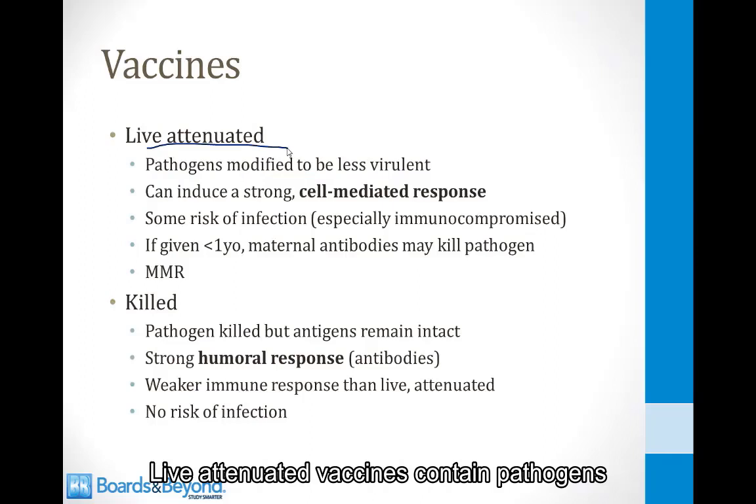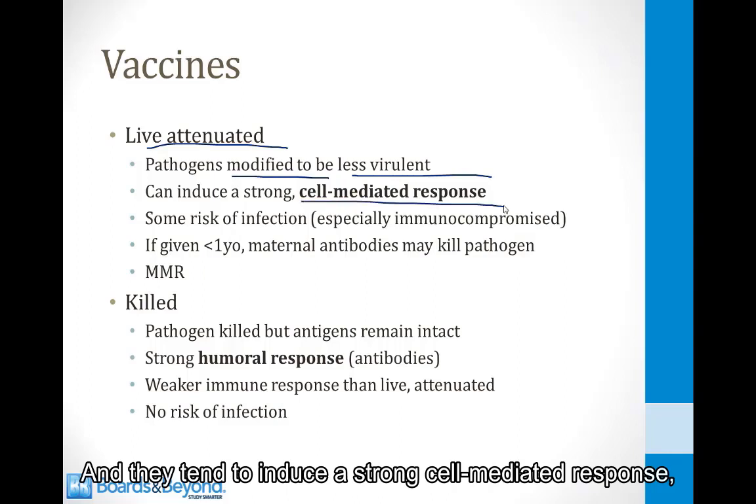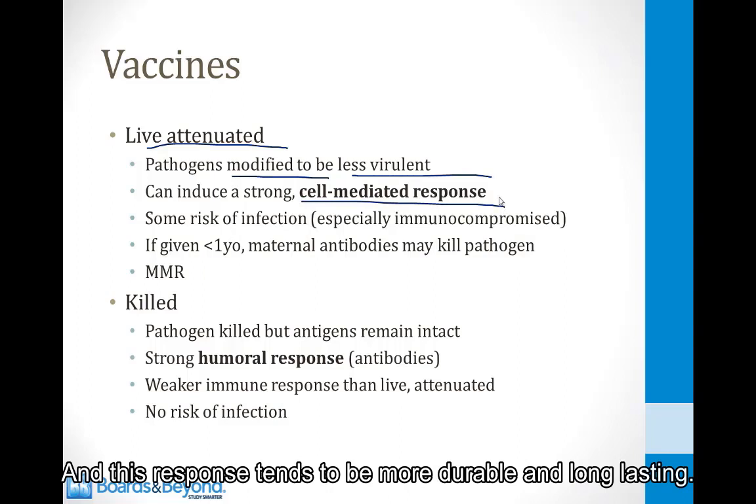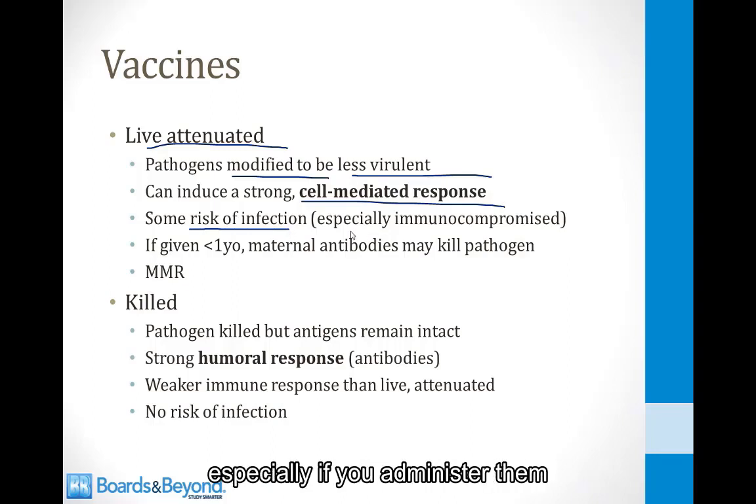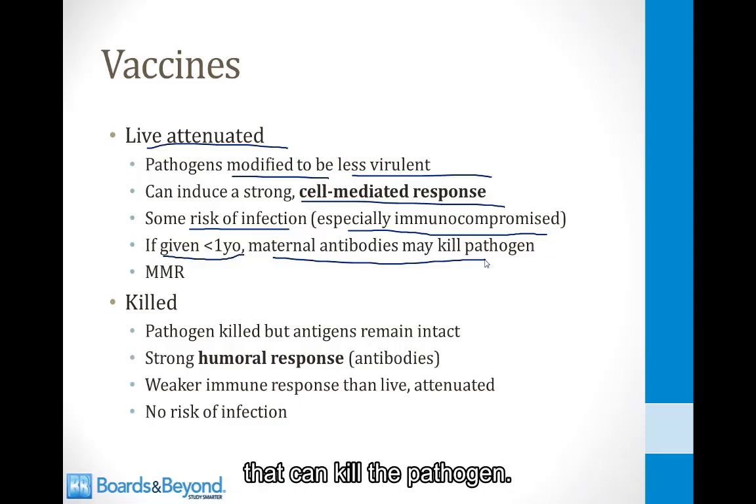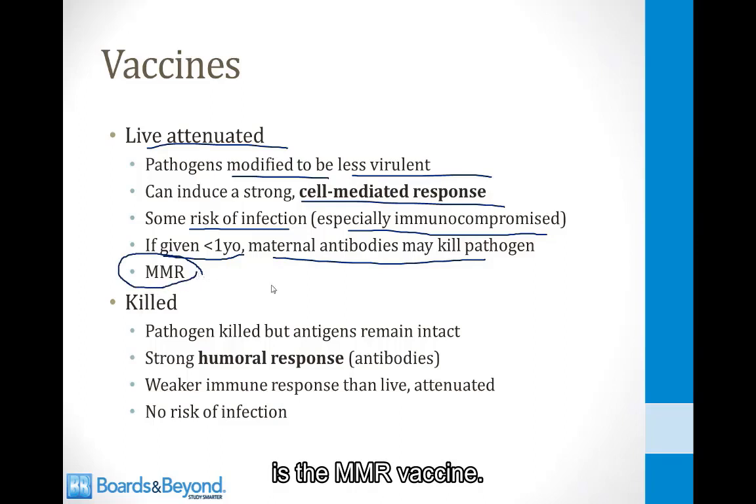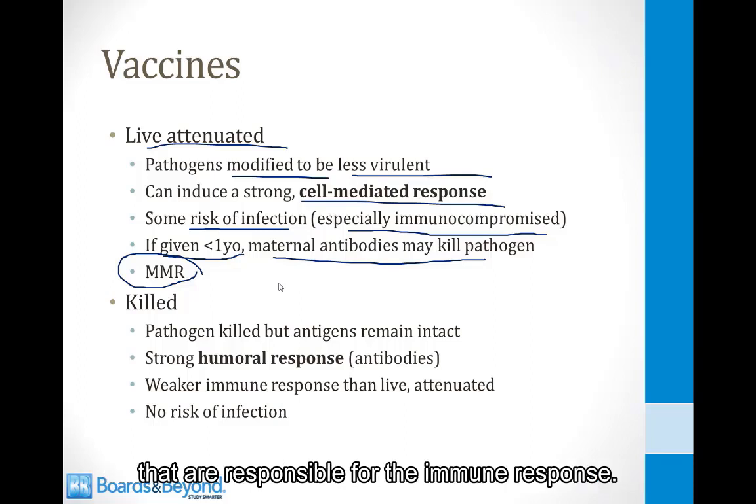Live attenuated vaccines contain pathogens that are modified to be less virulent, and they tend to induce a strong cell-mediated response, especially they generate a T cell response, and this response tends to be more durable and long-lasting. The downside is that live attenuated vaccines carry some risk of infection, especially if you administer them to immunocompromised patients. In addition, you often have to give them after children are a year old, because younger than a year old, there can be maternal antibodies present that can kill the pathogen. The classic example of a live attenuated vaccine is the MMR vaccine. MMR stands for measles, mumps, and rubella, and it's a combination of 3 attenuated pathogens that are responsible for the immune response.